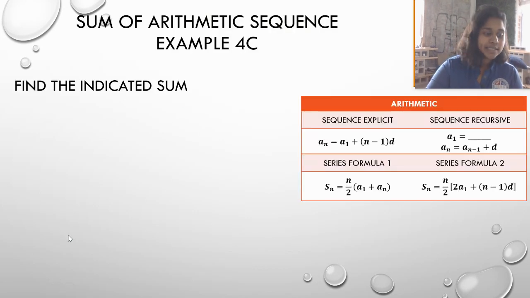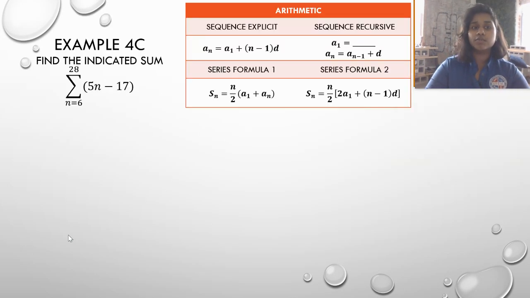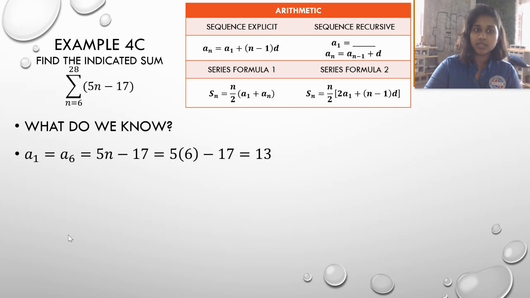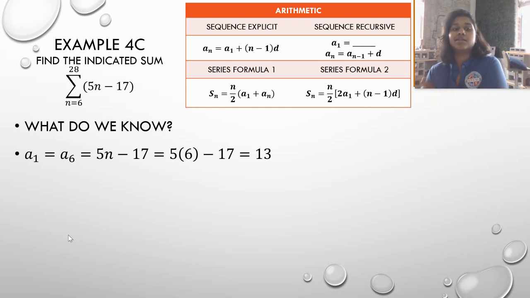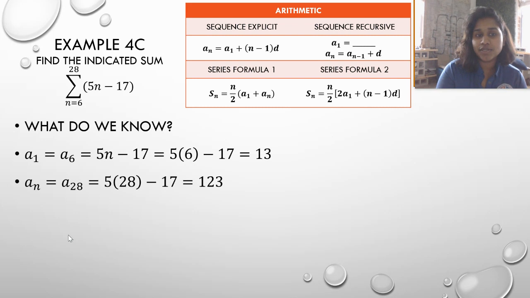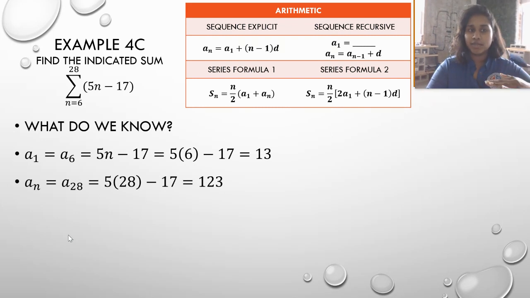So one last example for us to do, find the indicated sum. Here, this one's a little bit funky because it's not starting at 1. I wanted to make sure I showcase this. What do we know? Well, we don't know the first term, but we know the first term of our finite sequence. So our a sub 1 is actually a sub 6. And our a sub n is, of course, a sub 28. We have at least enough information to solve it.